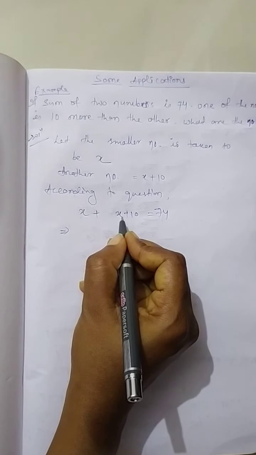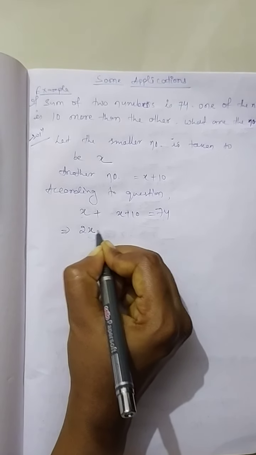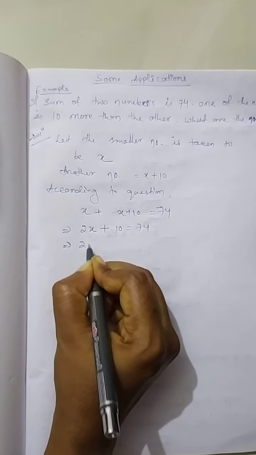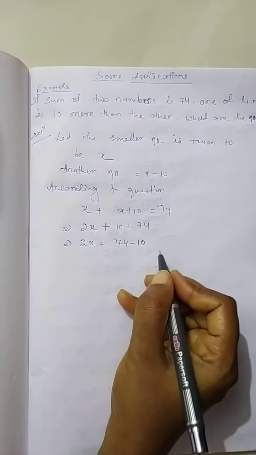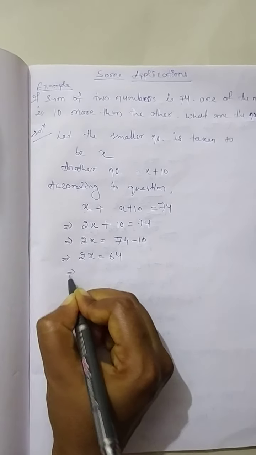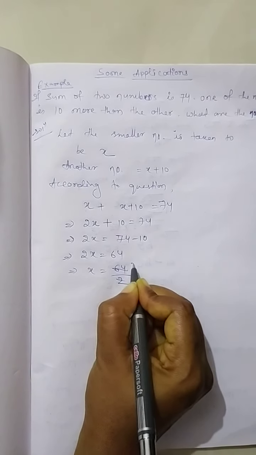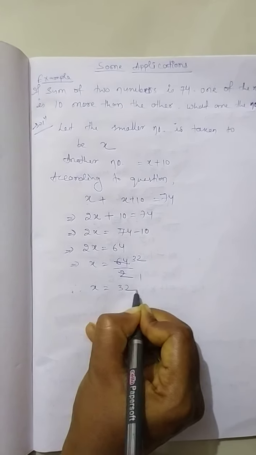The x and x are like terms, so the addition of x plus x is 2x, plus 10 equal to 74. 2x equals 74 minus 10. 10 is transposed to the other side. Then 2x equals 64 and x equals 64 upon 2. 2 times 32 is 64. Hence x equals 32.